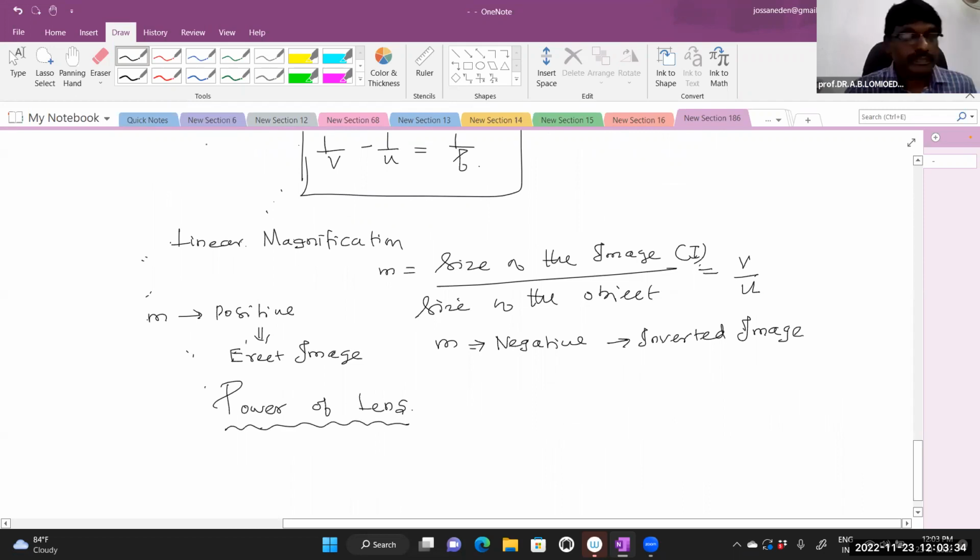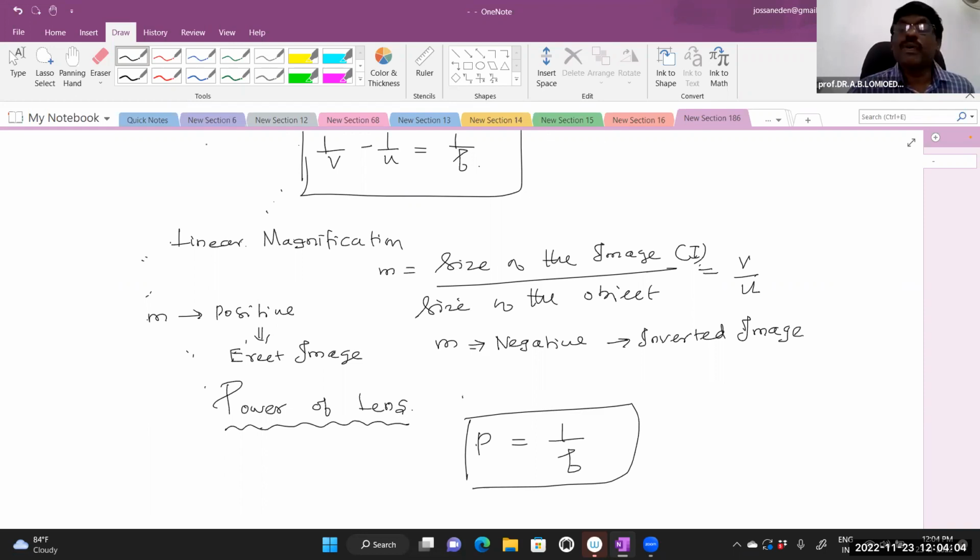Next, how to define the power of the lens: the ability of the lens to converge or diverge the rays that fall on the surface. Therefore, the mathematical expression of power is the reciprocal of focal length, that is 1 by F. The focal length should be substituted in terms of meter. That is a very important point.